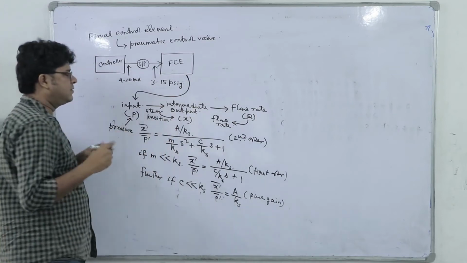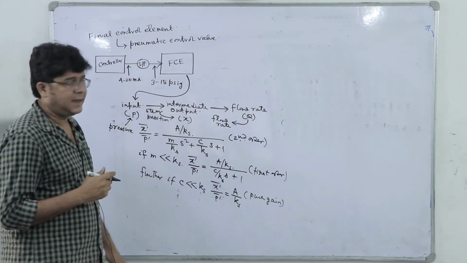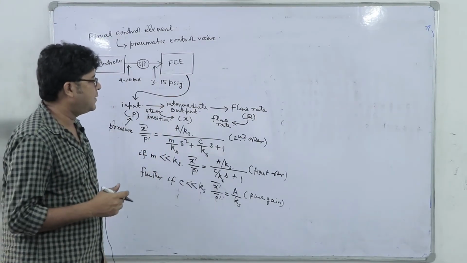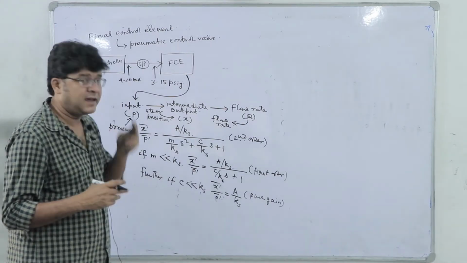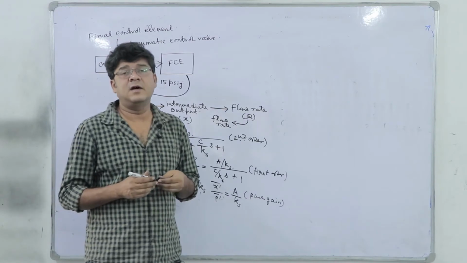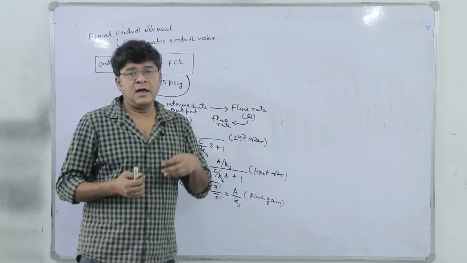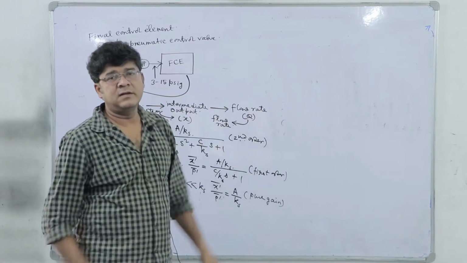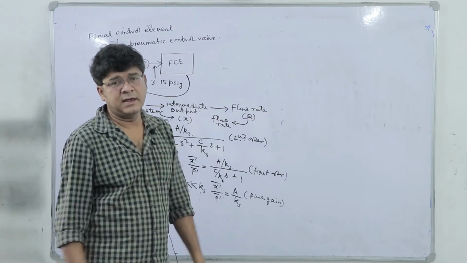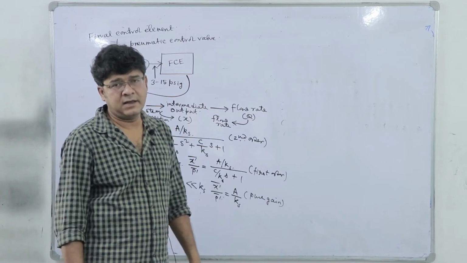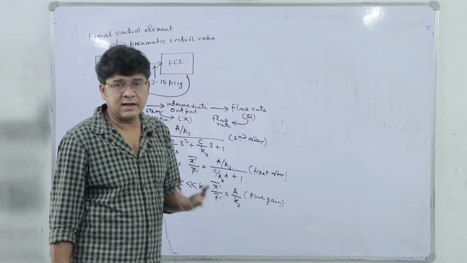Now what is the relation between q and x? Mostly it is a pure gain element. When we discussed the second order system, the structure and the design of a pneumatic control valve, the stem position represents the position of the plug and how it is moving into that opening in the valve, which is just like an orifice.